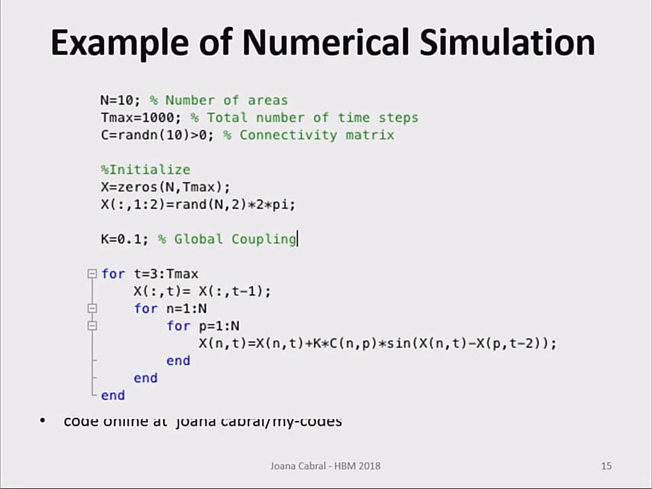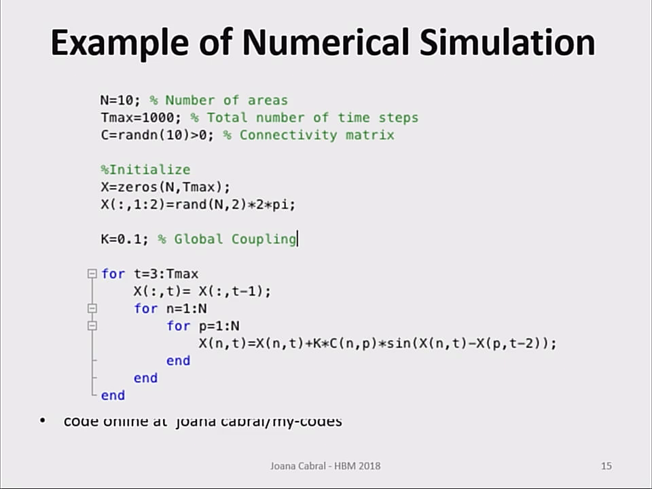We have to initialize the units with a given value. I initialize them with a random value, a random phase in this case, between 0 and 2 pi. So this is where we define x of all nodes. Then I define the global coupling. For each time step after the third, because the first two I initialize randomly, we start iteratively running the calculation.